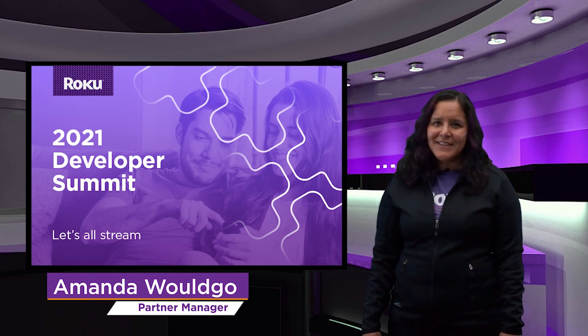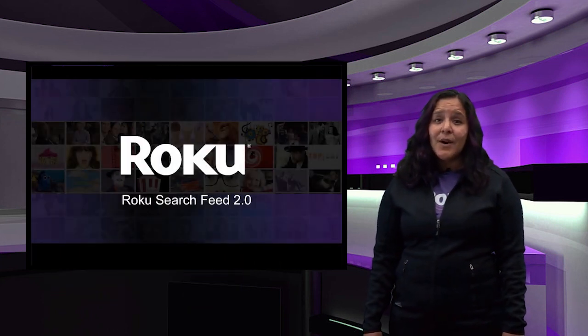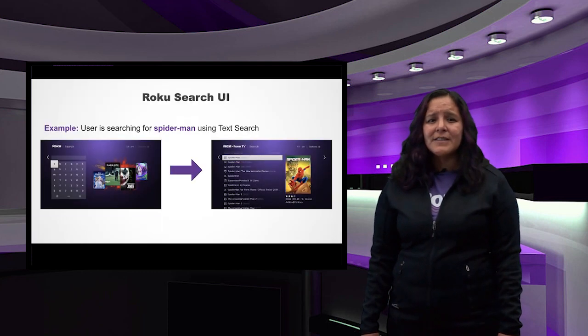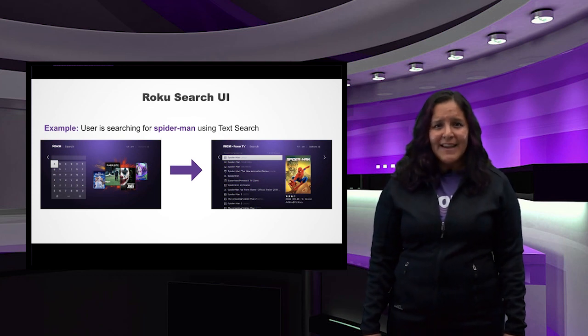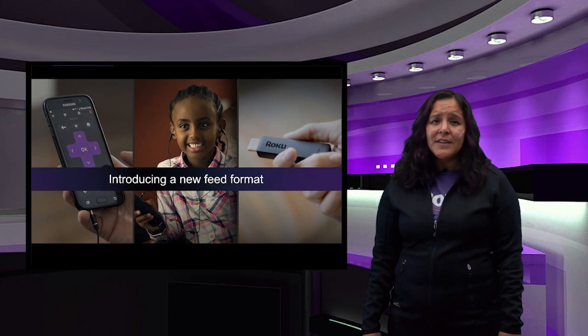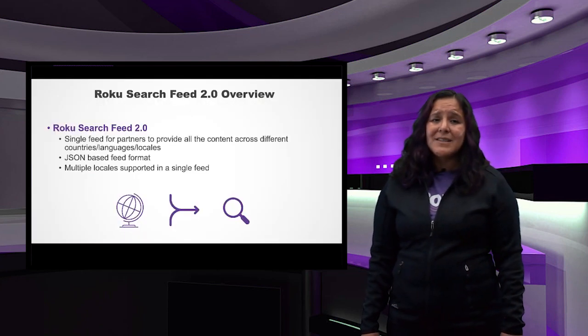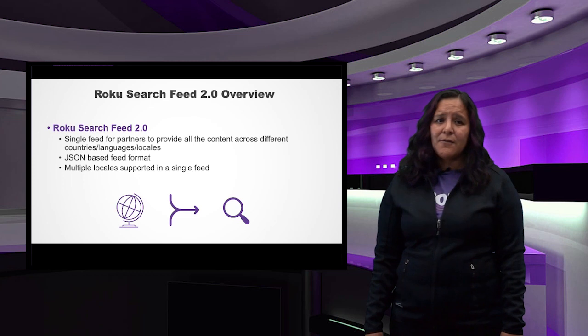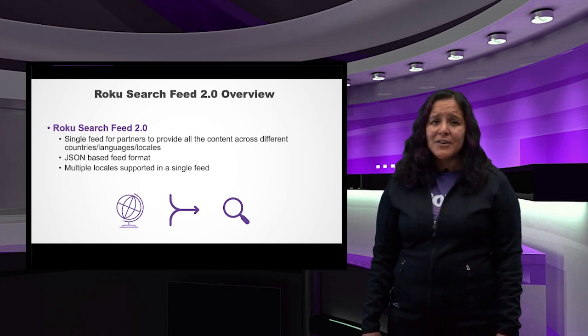I am excited to introduce you to Roku Search Feed 2.0. As you know, Roku Search helps users find content quickly when they use text or voice to look for names of movies, TV shows, actors, and actresses on device. Traditionally, Roku Search has relied on an XML-based feed format that requires multiple feeds by language. Roku Search Feed 2.0 introduces a single JSON-based feed for you to provide your channel's entire content catalog across different countries and languages.